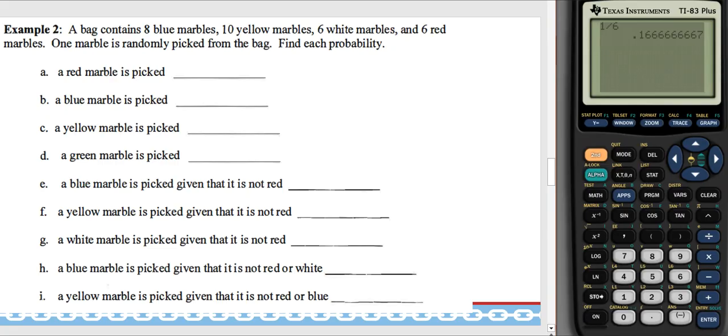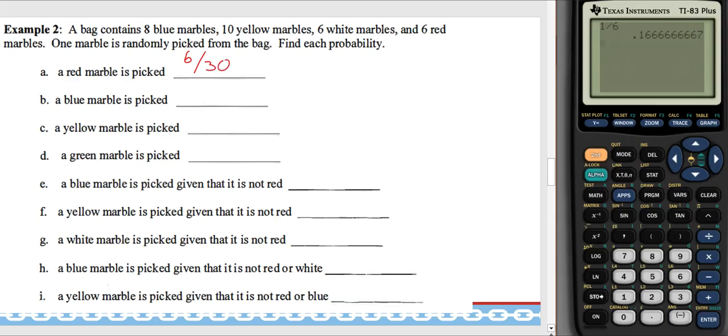Another place where probability gets used a lot is drawing something out of a bag or a hat. So we have 8 blue marbles, 10 yellow marbles, 6 white marbles, and 6 red marbles. You pick one at random. What is the probability, for example in part A, to find a red marble? The number in favor is 6 reds, that's what we're looking for here. And if I add up all the marbles, that would be 30.